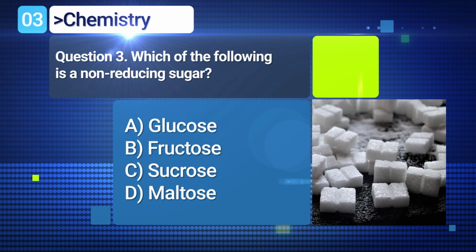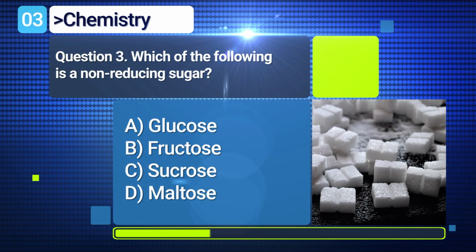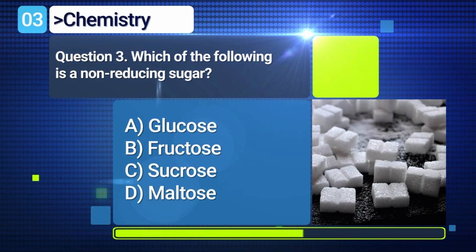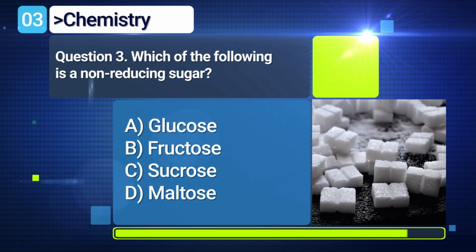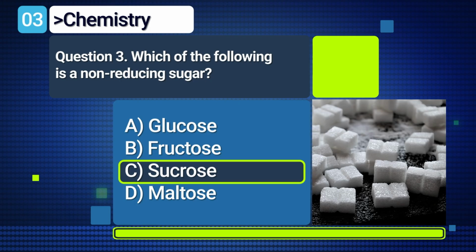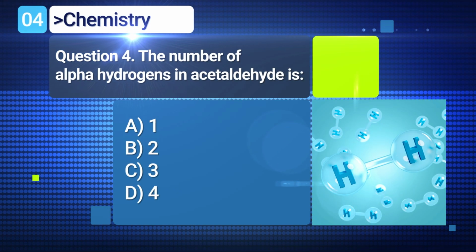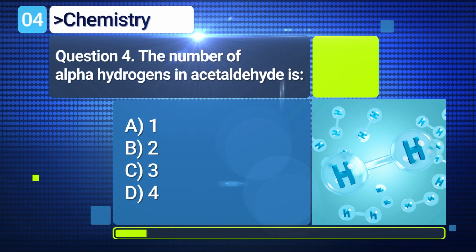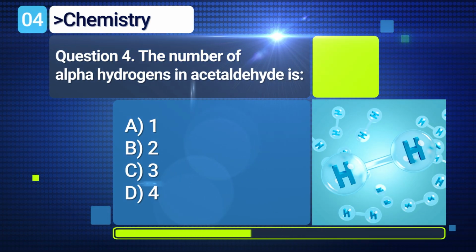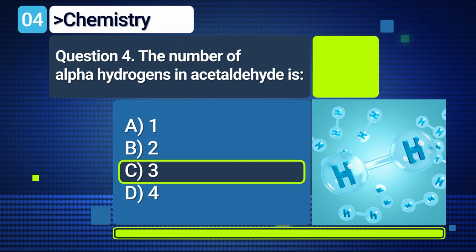Question 3. Which of the following is a non-reducing sugar? A. Glucose. B. Fructose. C. Sucrose. D. Maltose. Answer C. Sucrose. Question 4. The number of alpha hydrogens in acetaldehyde is A. 1. B. 2. C. 3. D. 4. Answer C. 3.